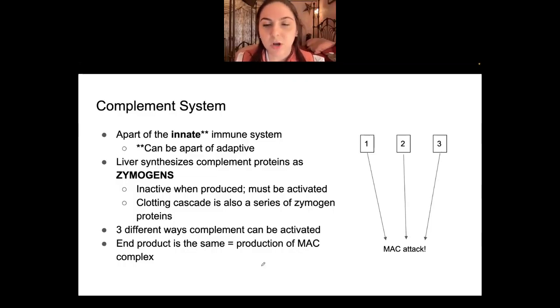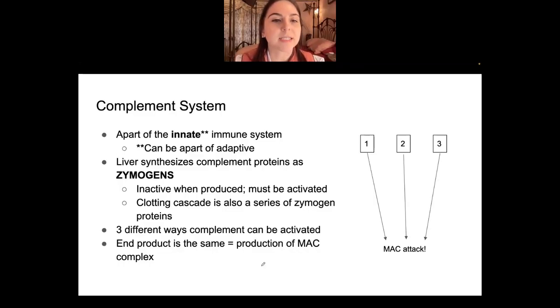But you'll notice, and we'll talk about this in a little bit, it's also technically a part of the adaptive immune system. Remember, the adaptive immune system is your B and T cells. It's not automatically activated. It has to be induced by one of those antigen presenting cells going to the secondary lymphoid tissue and then activating a B or T cell. But it's still technically a part of it, and we'll see why.